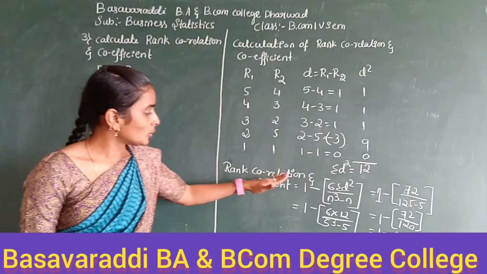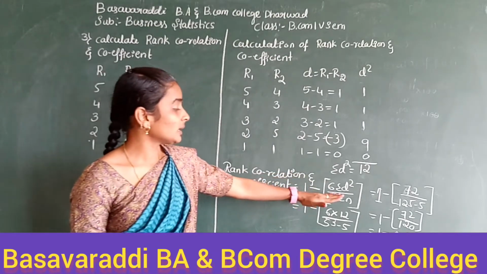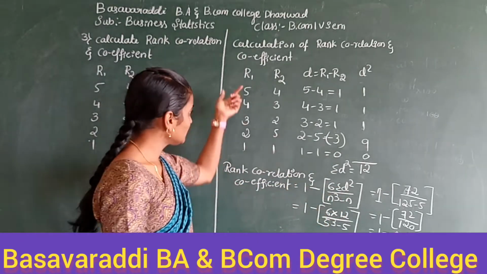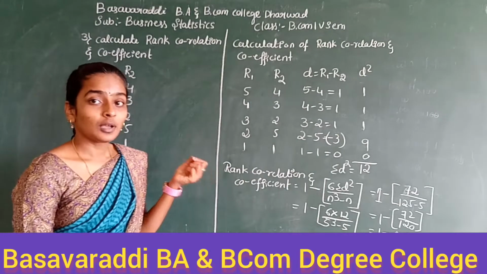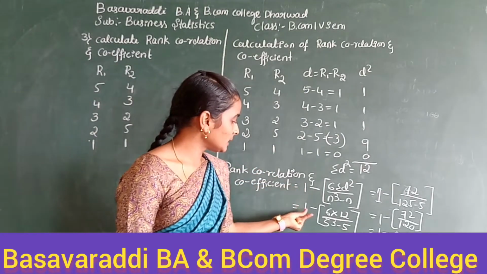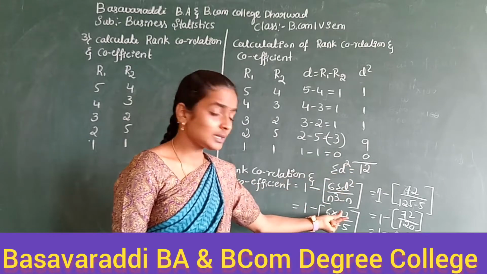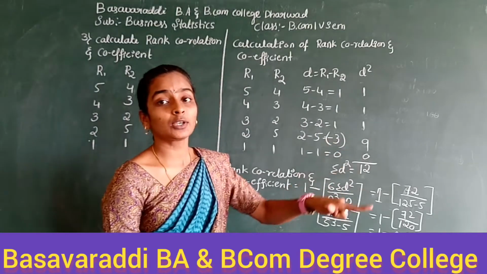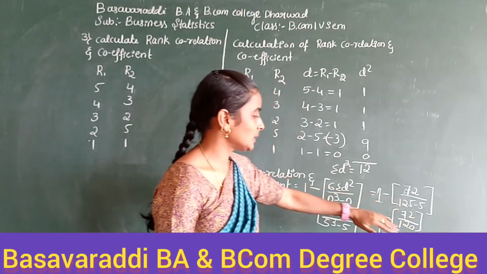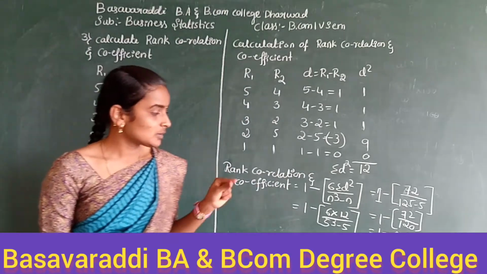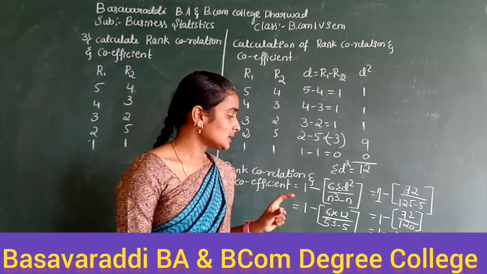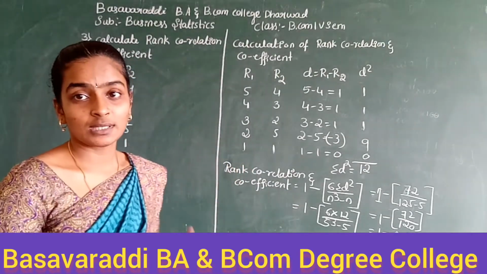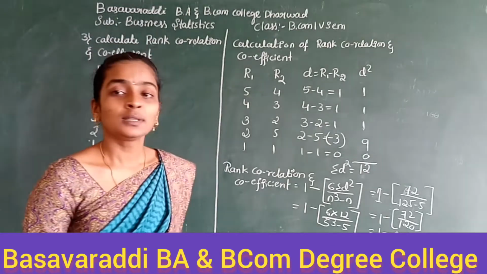So rank correlation coefficient is equal to 1 minus 6 summation D square divided by N cube minus N. N antar na number of values ashtada, variables ashtada avara count maadi marko vay antar. 1 minus 6 is 6, summation D square is 12. 12 sixes are 72. 5 cube antar na 5 fives are 25, 25 fives are 125. 125 minus 5, that is 120. 72 divided by 120 is 0.6. 1 minus 0.6 is 0.4, our rank correlation coefficient. I hope you understood.